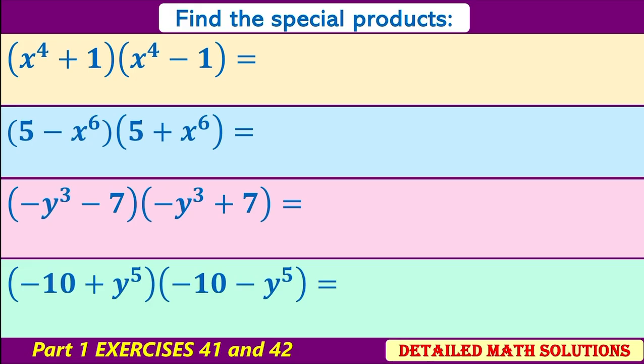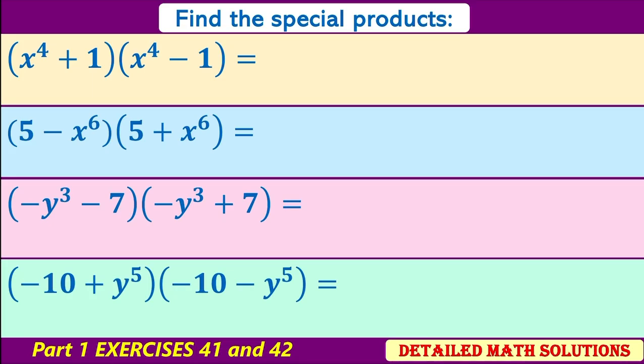First exercise. Find the special product x to the fourth power plus 1 in parentheses multiplied by x to the fourth power minus 1 in parentheses. In the first parentheses, I have the sum of the two terms x to the fourth power and 1. And in the second parentheses, I have the difference of the same two terms, x to the fourth power and 1. Therefore, I can use the special product formula for sum and difference of the same two terms.